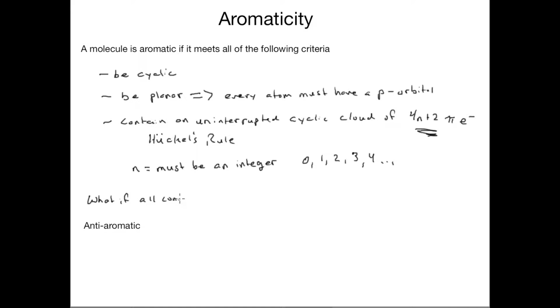what do you do? In particular, what do you do if all of the conditions are met except for Huckel's rule? Well, in this case, what we have are compounds that are referred to as anti-aromatic. These compounds are cyclic, they're planar, and they're conjugated. However, they exhibit 4n pi electrons. They don't fit Huckel's rule, and so therefore they're not aromatic, they are anti-aromatic.